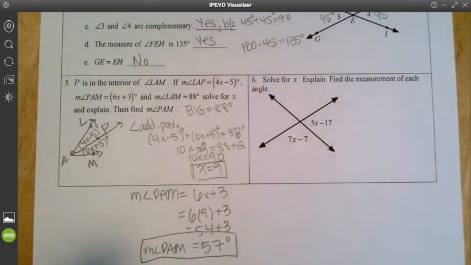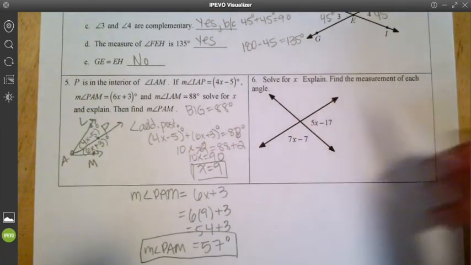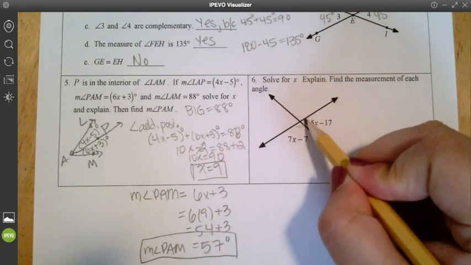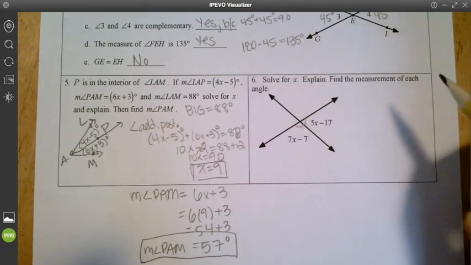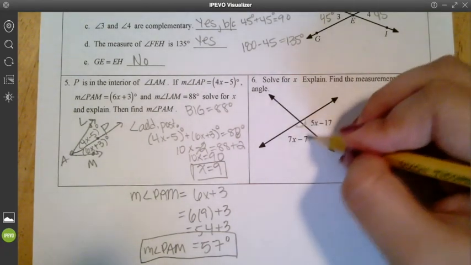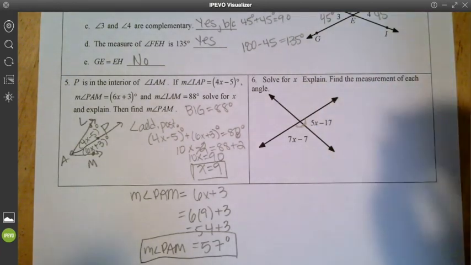Okay, and then our last one, solve for x, explain. So here, all we have is this diagram, but we do know that we can assume straight lines are straight. So that means that that angle that I just drew in is a straight angle, which means that these two are supplementary. They are a linear pair.